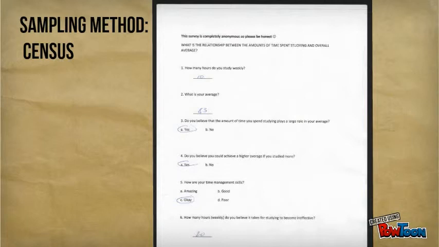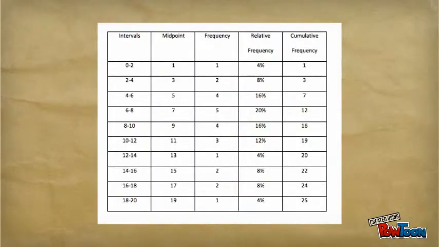So the first question is, how many hours do you study weekly? This student answered 10. The second question is, what is your average? This student answered 83. Do you believe that the amount of time you spend studying plays a large role in your average? This student answered yes. Do you believe you could achieve a higher average if you studied more? Yes. How are your time management skills? This student answered okay. And finally, how many hours weekly do you believe it takes for studying to become ineffective? This student answered 20.